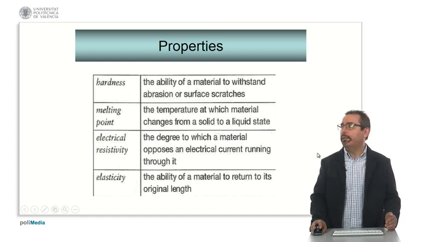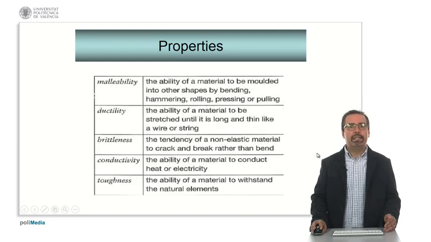Hardness, the ability of a material to withstand or resist abrasion or surface scratches. Melting point, the temperature at which a material changes from solid to liquid. Electrical or thermal resistivity. Elasticity. Malleability and ductility are very closely related properties of materials. Brittleness, the capacity to break easily.